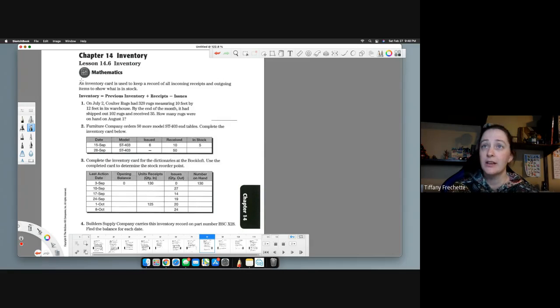All right. So we have our first little bit here, which is always a summary. This is a very, very short little summary. An inventory card is used to keep a record of all incoming receipts and outgoing items to show what is in stock. And then they give us this little formula here. Inventory equals previous inventory plus any receipts minus any issues.